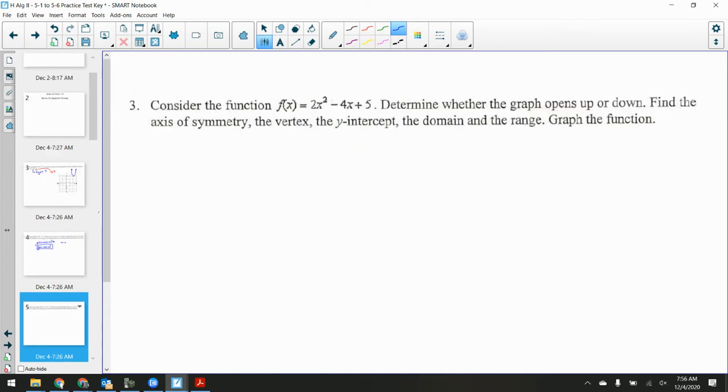Here's 3. Consider the following. F of x is equal to 2x squared minus 4x plus 5. Determine whether the graph opens up or down. Find the axis, find the vertex, find the y-intercept, find the domain, find the range, and graph.